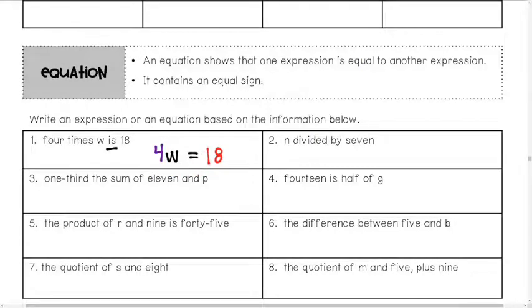Number 2, n divided by 7. So I take n and I divide it by 7. That is an expression because there is no equal sign.